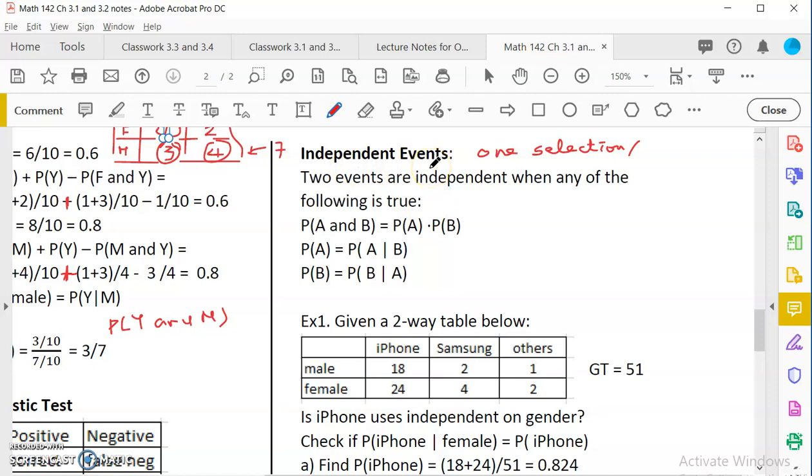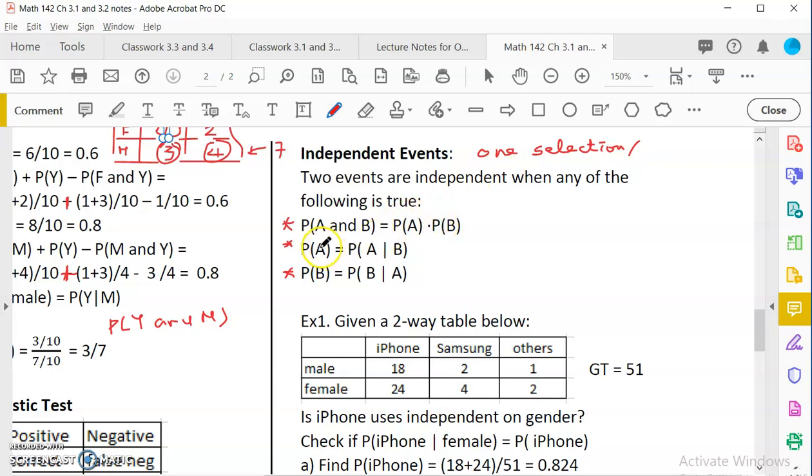So how do I know if two events are independent? Like I pick someone that's female and no opinion. How do I know? Oh no, that's mutually exclusive. So how do I know that female and no opinion are independent? They don't affect each other. So you can check one of the three. We say A and B are independent if probability of A and B is equal to probability of A times probability of B.